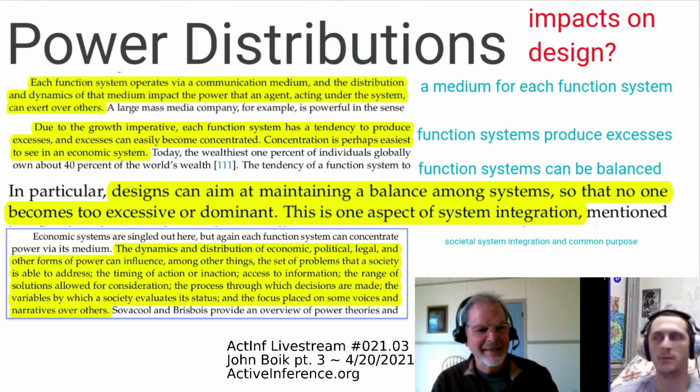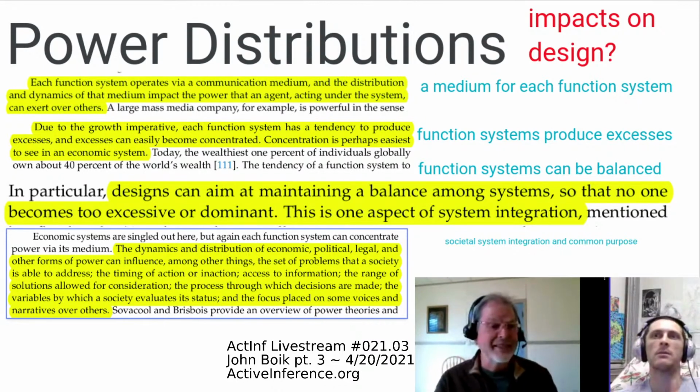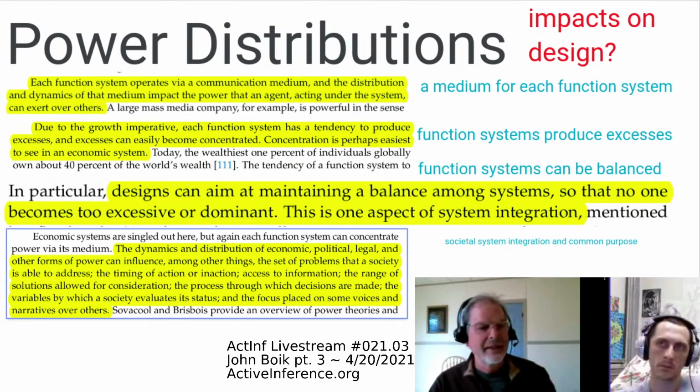of society? Right, exactly. How can we align all of the systems to the same purpose, which is the reduced uncertainty and expected uncertainty of the society in relation to the essential variables, the things that matter. Right. So that's one aspect of design on this: how can we maintain a balance among systems? But another aspect is how can we maintain a balance within systems?